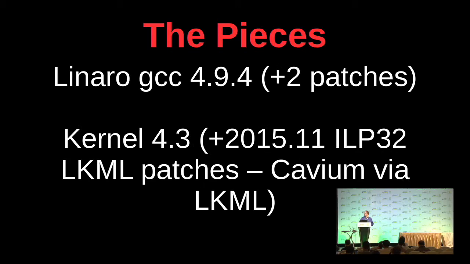So the pieces. In order to do this, we used Linaro GCC 4.9.4 with a couple of patches. We used kernel 4.3 with the November 2015 ILP32 patches, which were released by Cavium onto LKML. We also picked up the pieces that were necessary for binutils and for glibc. All of those are documented on the LEAP project wiki at leapproject.ca.